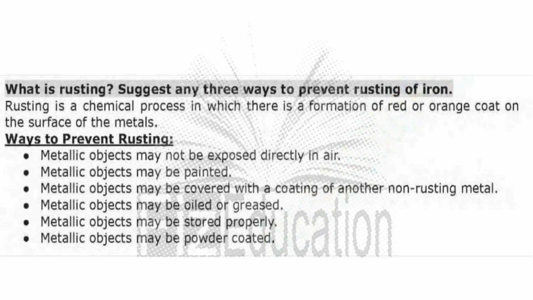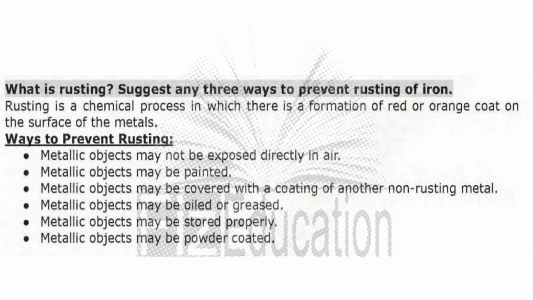What is rusting? Suggest any 3 ways to prevent rusting of iron. Rusting is a chemical process in which there is a formation of red or orange coat on the surface of the metals. Ways to prevent rusting.